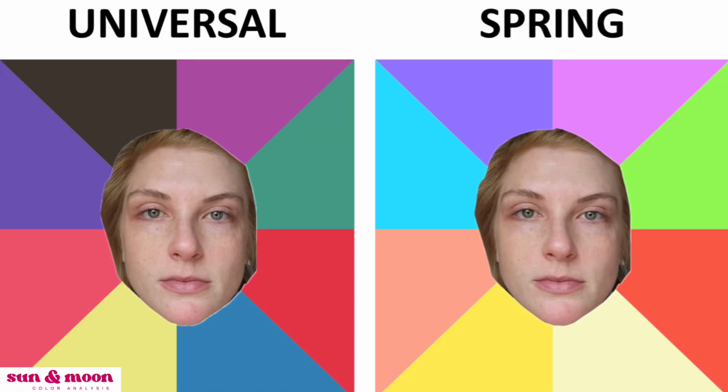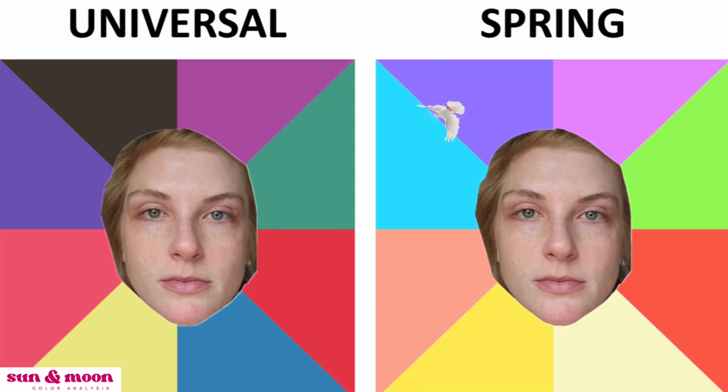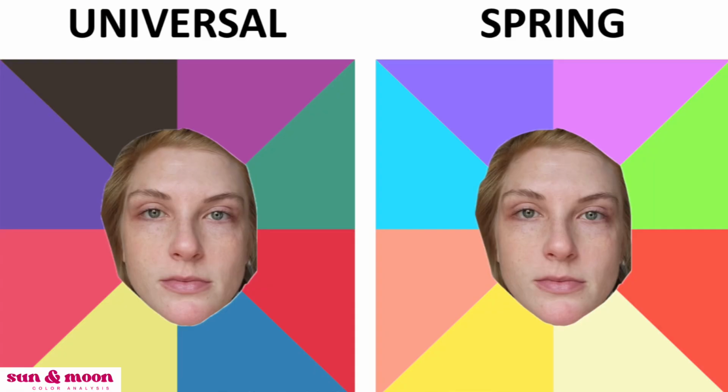Okay, so spring versus universal. Yes, universal is too soft here and too cool. You can see the shadowing. Turtle dove in the spring. And where does she look more like an angel? Spring.